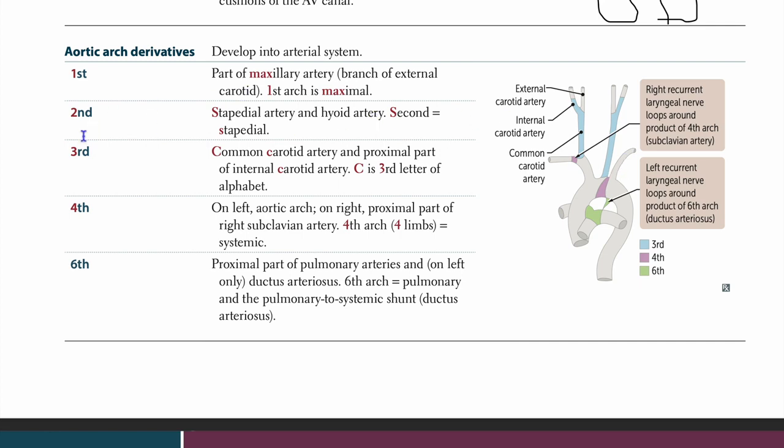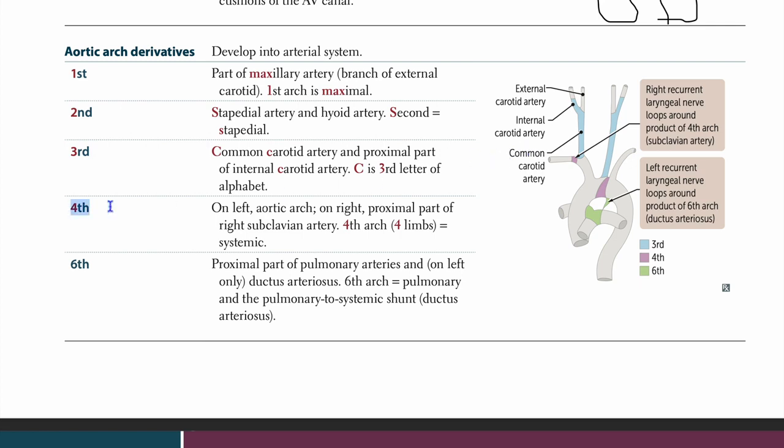Okay. So the third is common carotid artery and proximal part of the internal carotid artery, right? So this would be the proximal. Anything above would be distal. So when you're doing proximal and distal, you're always thinking in terms of where the core is in your body, right? So anything near the core would be proximal. Anything away from the core would be distal. So that's what it means. Common carotid artery and proximal part of the internal carotid artery. So that would be this part. C is the third letter of the alphabet, so you can remember it like that. So the third arch is derived from C for common carotid artery.